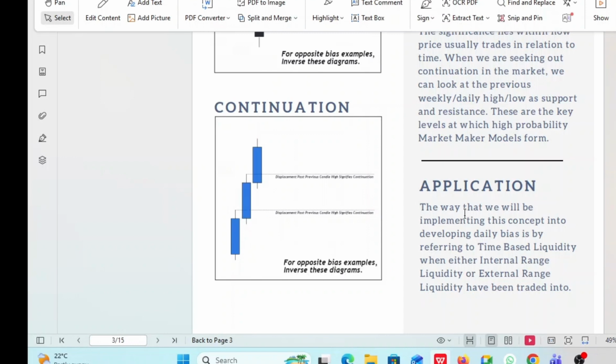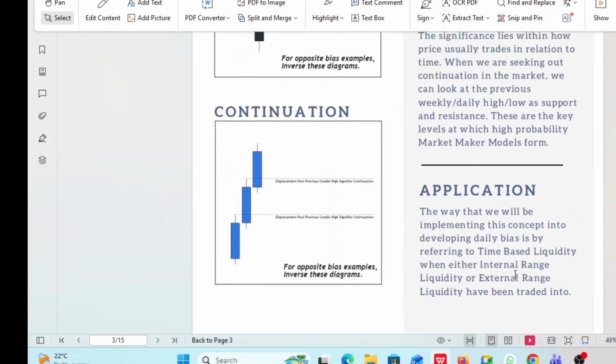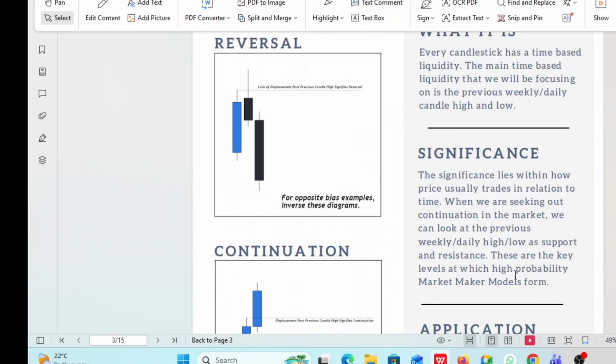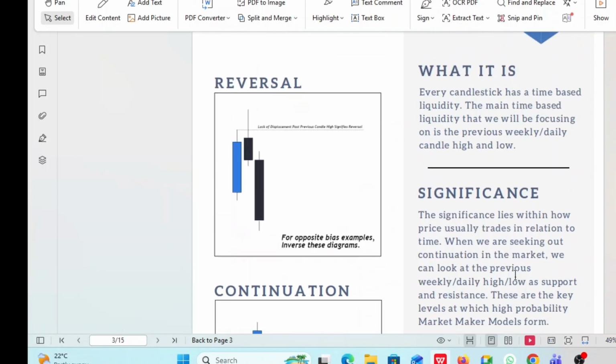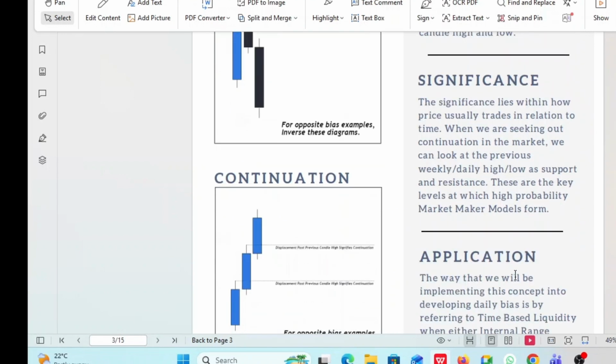Application. The way that we will be implementing this concept into developing daily pairs is by referring to time-based liquidity, when either internal range liquidity or external range liquidity have been raided. So in the markets, you are expecting two things: reversal or continuation. It's either reversal or continuation.